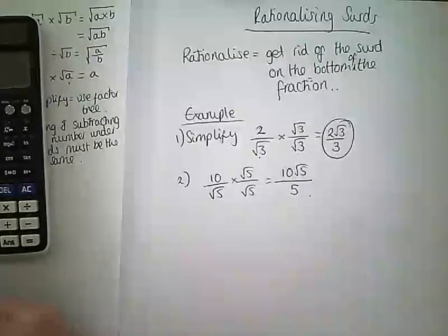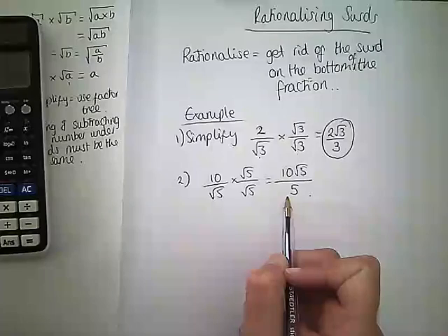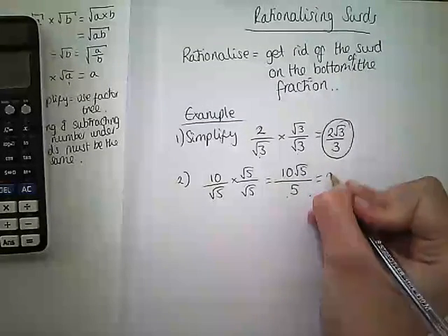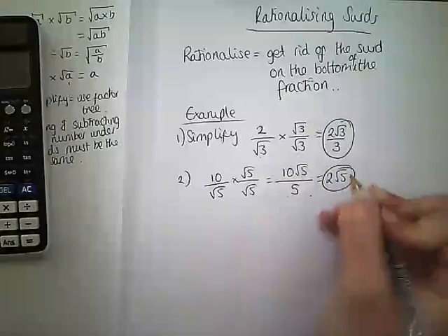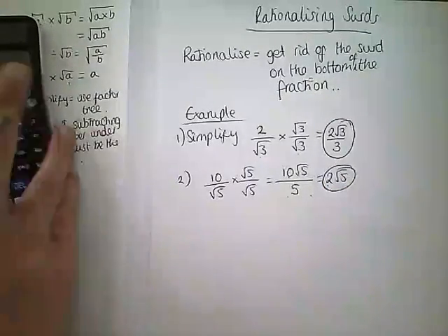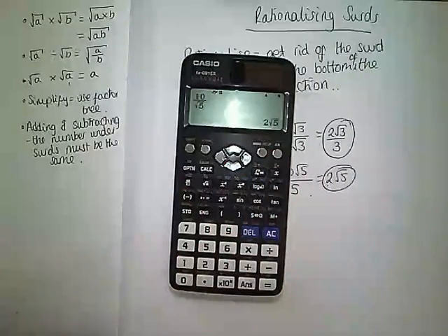Now here is a little extra step you can do. Think of this like x's again. I've got 10x and I divide it by 5. What have I got? I've got 10 root 5 divided by 5. I have got 2 root 5 because 10 divided by 5 is 2. So that is 2 root 5. Again, you can check it. 10 over root 5. Happy days.